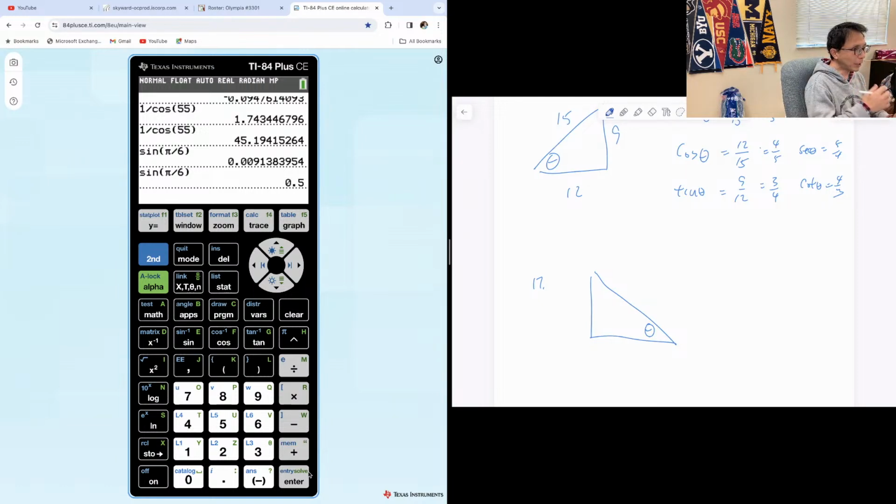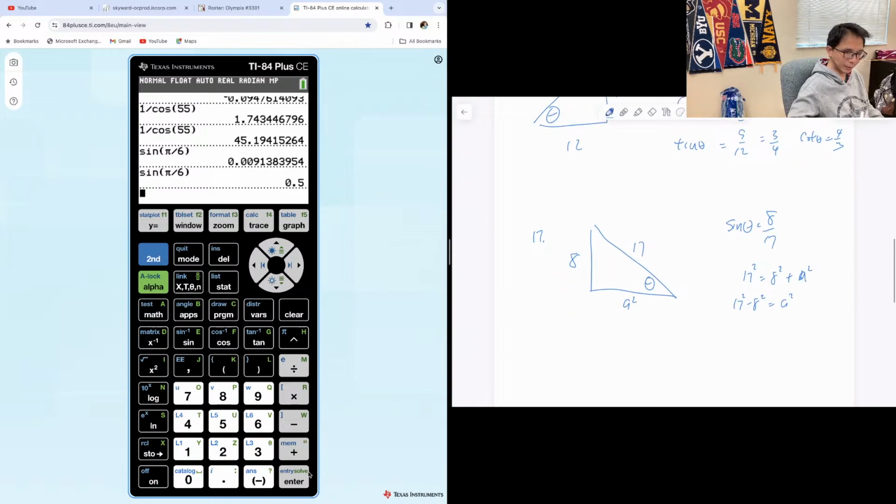So now what happened in 17, I'm going to have an opposite of 8 because they say sine of theta is equal to 8 over 17. Is that okay? So that's 8 right here, and that's 17 right here. What will be the third side? Is it 15? I don't know. 17 squared equals 8 squared plus a squared. So you have to work it out. Ian, you have to work it out. I cannot give you credit.